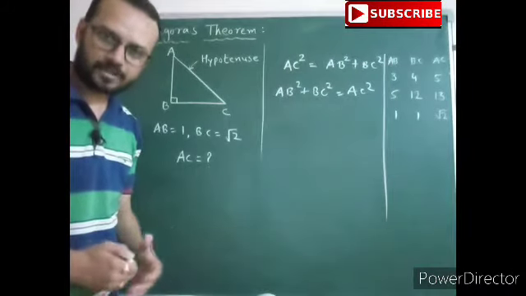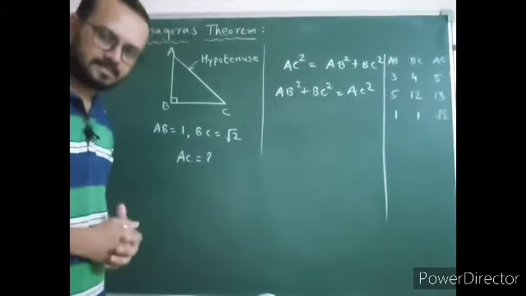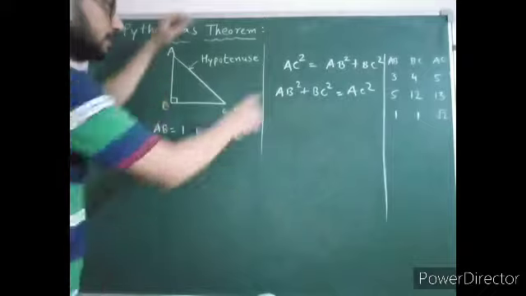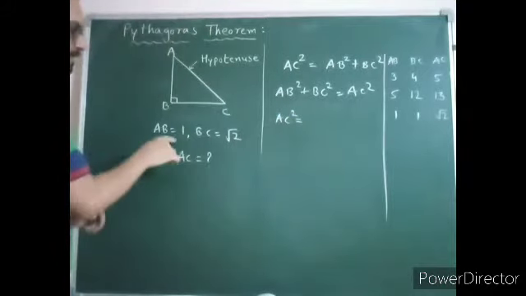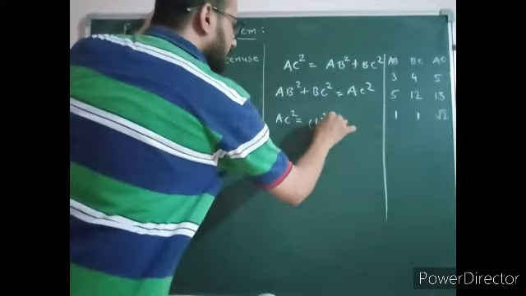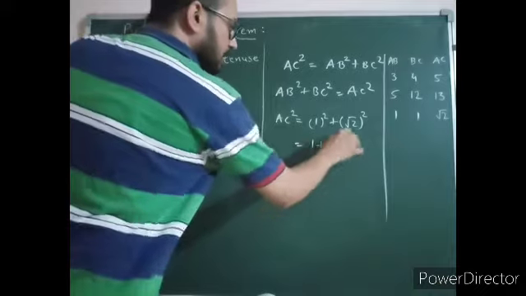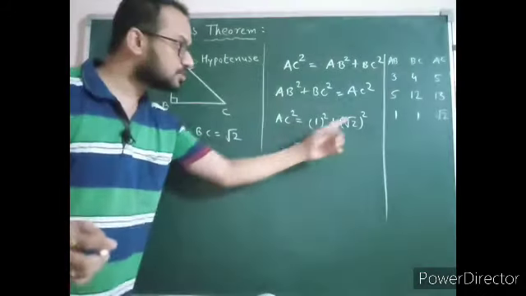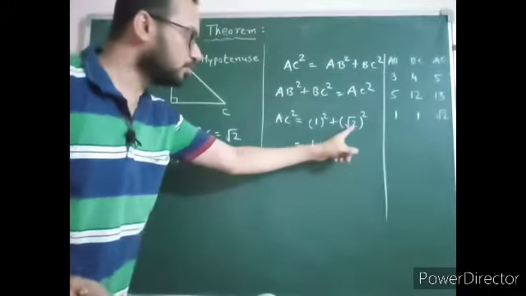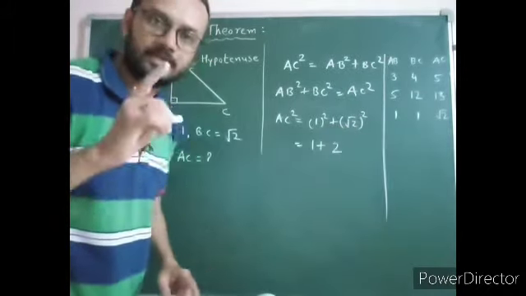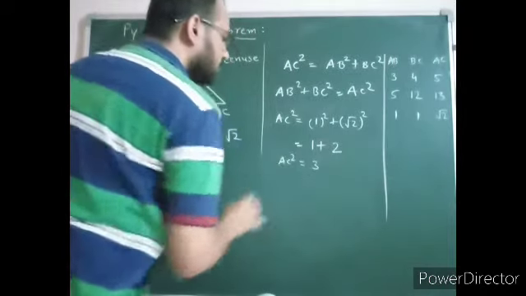Similarly, if we take one more example where AB is given 1, BC is given root 2 and we have to find AC, let us do the same thing. We want AC, therefore AC square equals AB square plus BC square. AB is 1, 1 square plus BC is root 2, root 2 square. We know 1 square is 1. What is the square of root 2? It will be 2. Square root of 2, its square will be 2. 2 plus 1 will be 3. Therefore we got AC square equals 3.